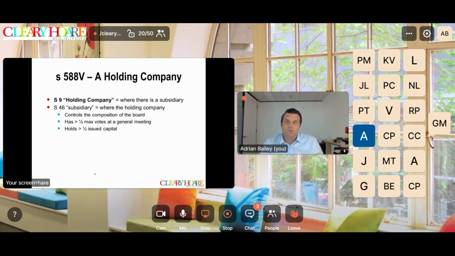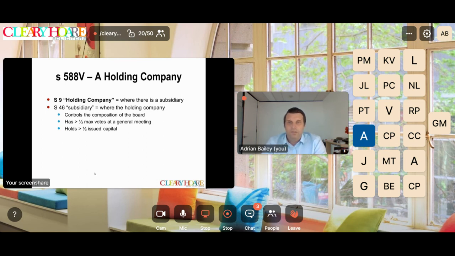So in terms of having a look at that, obviously we need to know what a holding company is, and that's defined fairly unhelpfully by saying that's where there is a subsidiary company. So then we need to have a look at the definition of a subsidiary company. And it says where the holding company controls the composition of the board and has more than half of the maximum number of votes at a general meeting, or holds more than half of the issued capital.